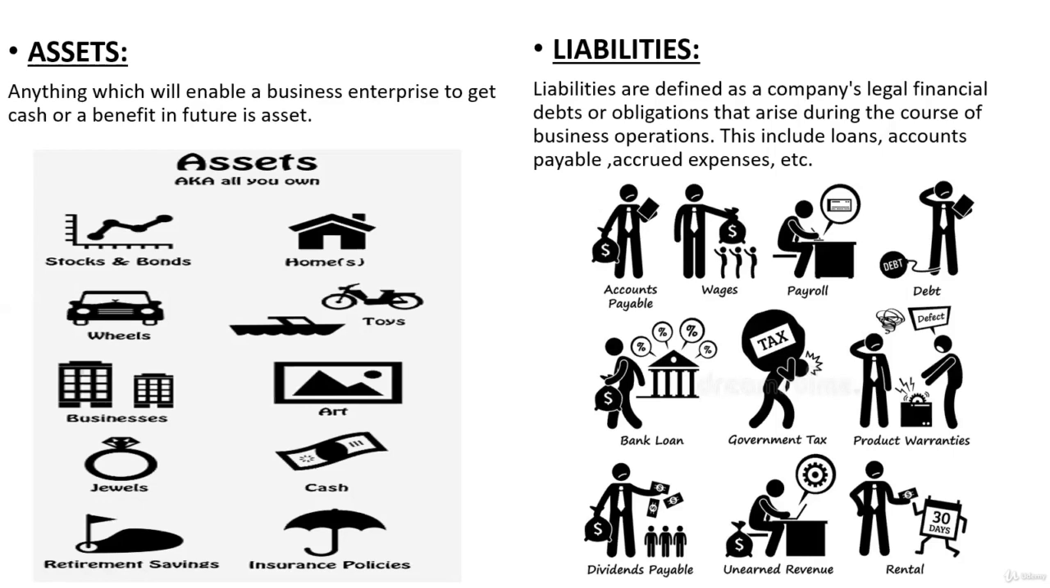Accounts payable means we have purchased something on credit and we have to pay our suppliers. So this will be calculated as a liability.